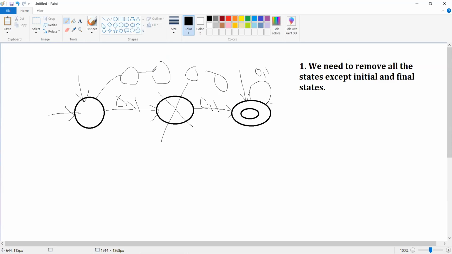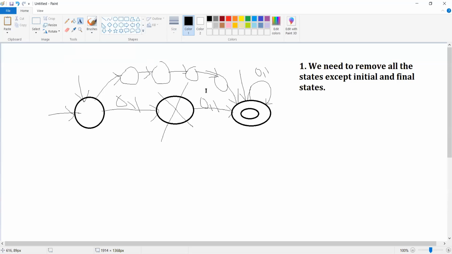When I have four states, what I am supposed to do is remove all those four states. Please remember it doesn't matter how many states you have inside your DFA. Without worrying about the number of states, you need to remove all the states except the initial and final state. This is our first point, which is a very important point.